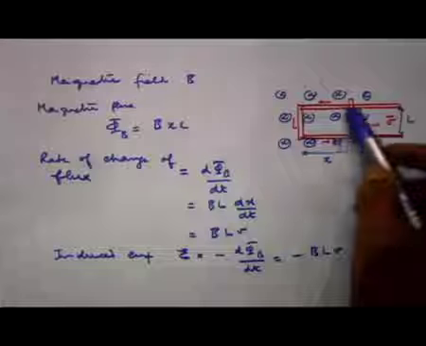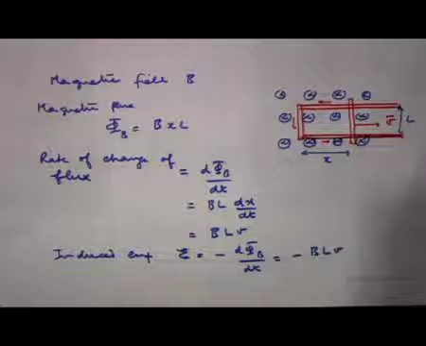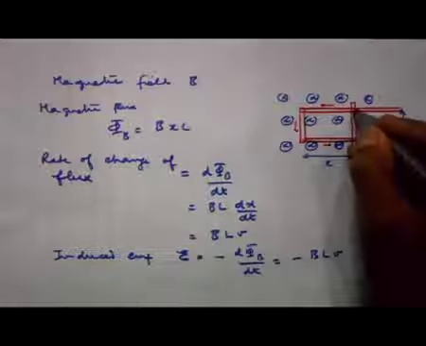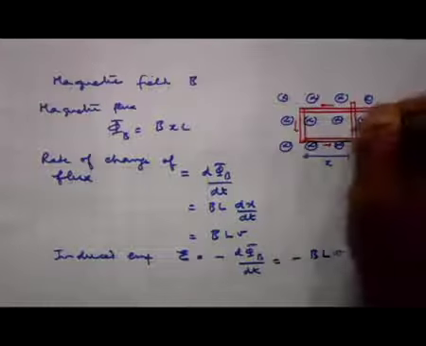Now, look at the direction of the induced EMF and the current flowing like this. The induced EMF is like this, and as we saw last time, in this conductor there is a current flowing in the upward direction, and the magnetic field is downward.